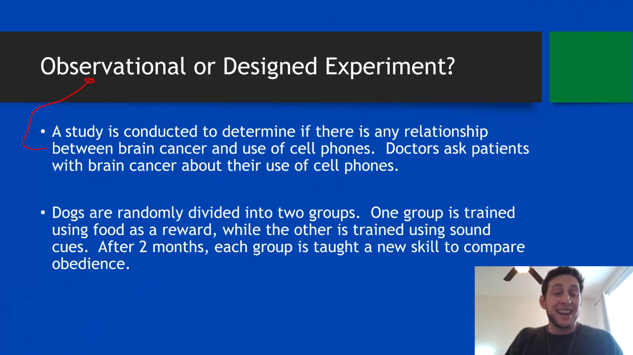This is opposed to the next example. Dogs are randomly divided into two groups. One group is trained using food as a reward, while the other is trained using sound cues. After 2 months, each group is taught a new skill to compare obedience. Notice how much tinkering I'm doing. I'm separating out the groups. I'm teaching one one way, I'm teaching the other another way. I'm not letting them do their own thing. This would absolutely be a designed experiment.